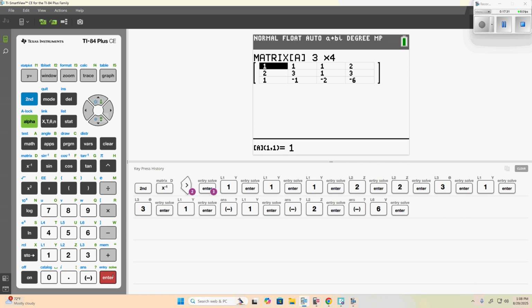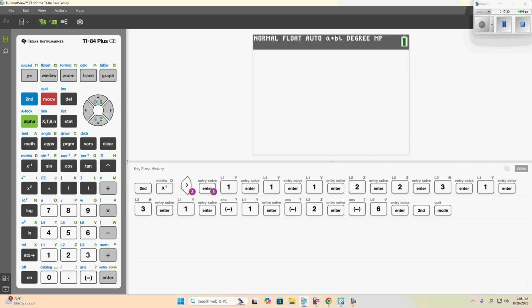So once we get it typed in, we're going to go second, quit. Second mode, second quit. Now the reason we do this is we want to get out of the edit, because if we try to put anything else in, it's going to put it into that matrix. There are a lot of functions we can use in matrices that do help out, but we don't want to do that at this point. So we quit back here.